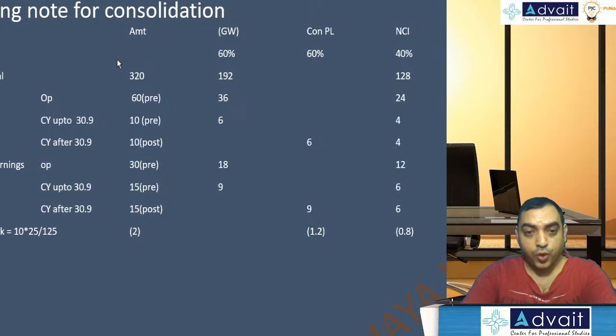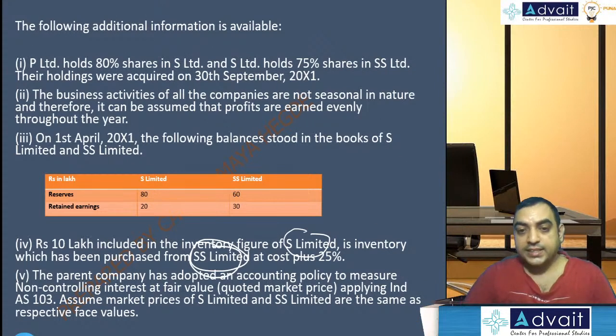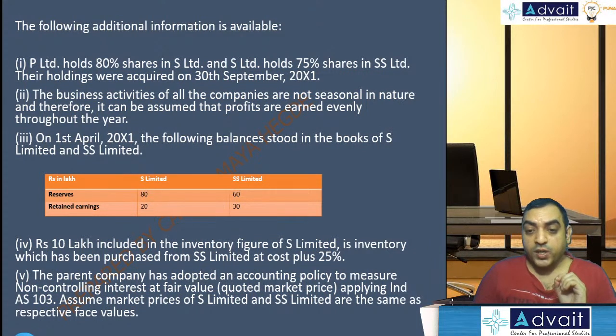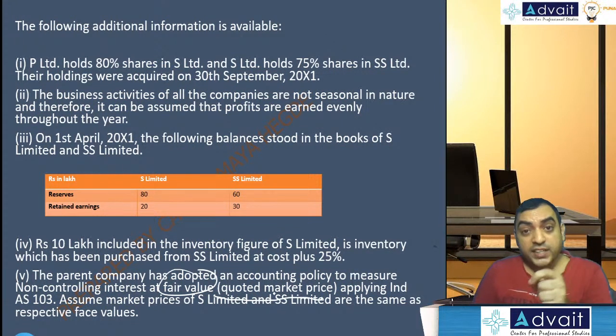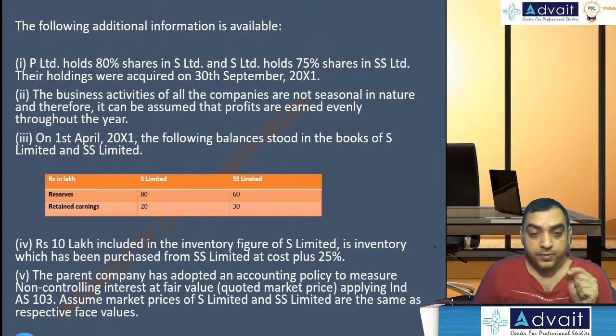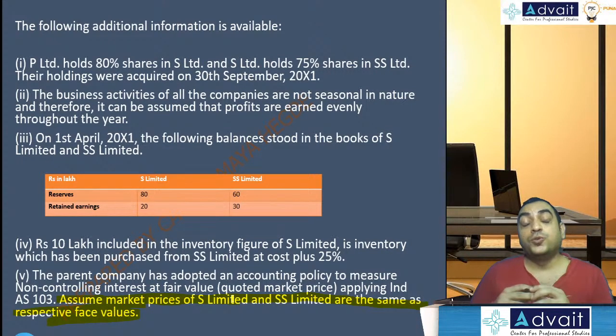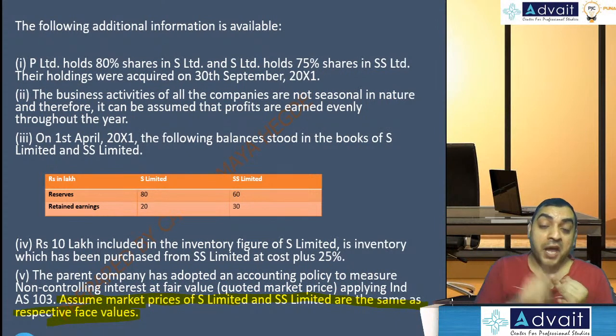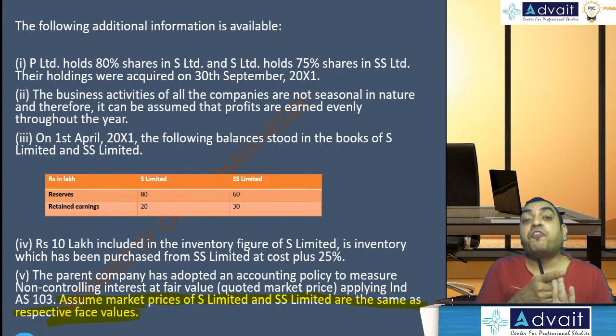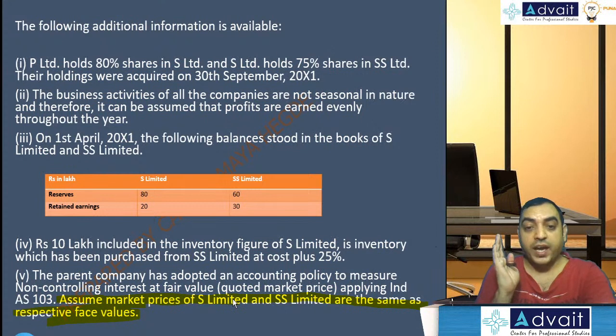Let us read that point once more. What do they say? The parent company has adopted an accounting policy to measure non-controlling interest at fair value. And what is that fair value? How to compute fair value? They said you assume it is the quoted market price. But what is the market price? They have given information. Please read. Assume the market prices of S Limited and SS Limited are the same as their respective face values. So fair value, they said, equals market price, and the market price is equal to face value. That is their instruction. So we have to follow it.